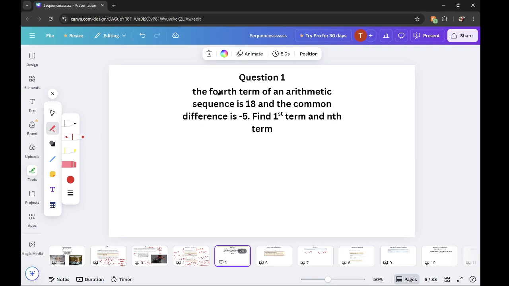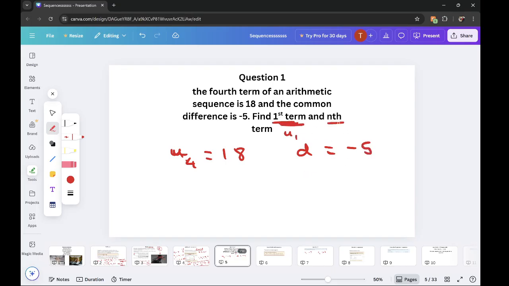So I'm going to read it out. The fourth term of an arithmetic sequence is 18, and the common difference is -5. Find the first term and the nth term. So we have u4 over here is equal to 18, and the common difference, so d, is equal to -5. So you're supposed to find the first term, so u1, and the nth term. And I'll get into that after we find the first term.